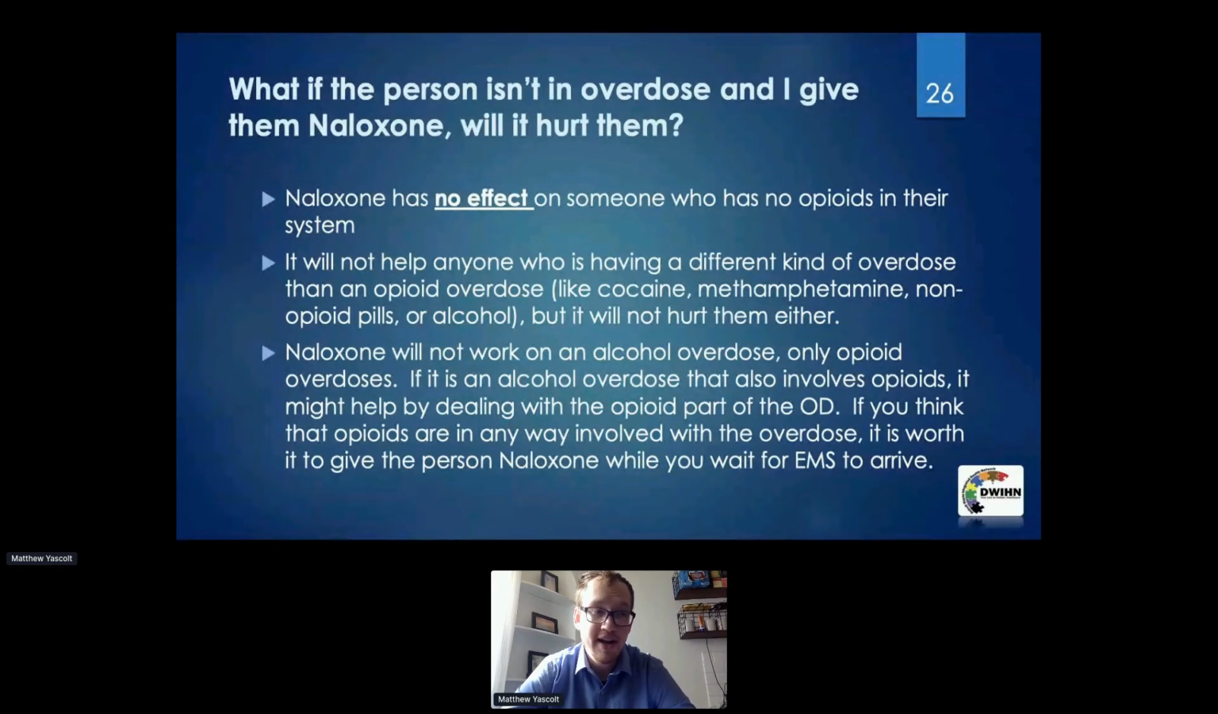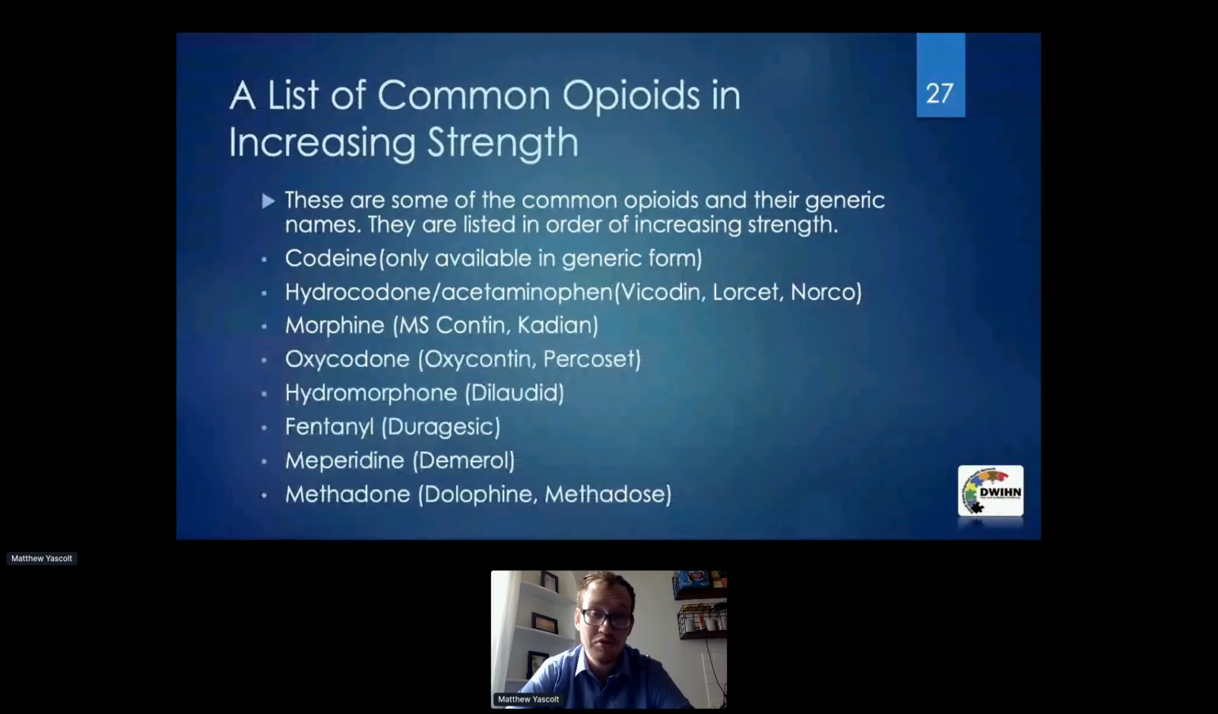Also worth noting, I could grab some naloxone right now and spray it into my nose or into my mouth, and I would be absolutely fine. I'd have no signs of negative effect. And I'm not on opioids, so I wouldn't have withdrawal symptoms either. It would just do nothing.